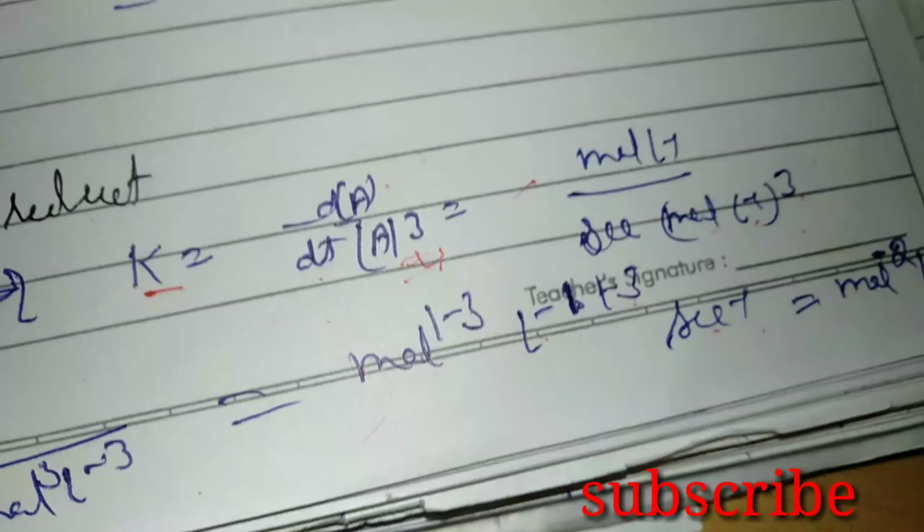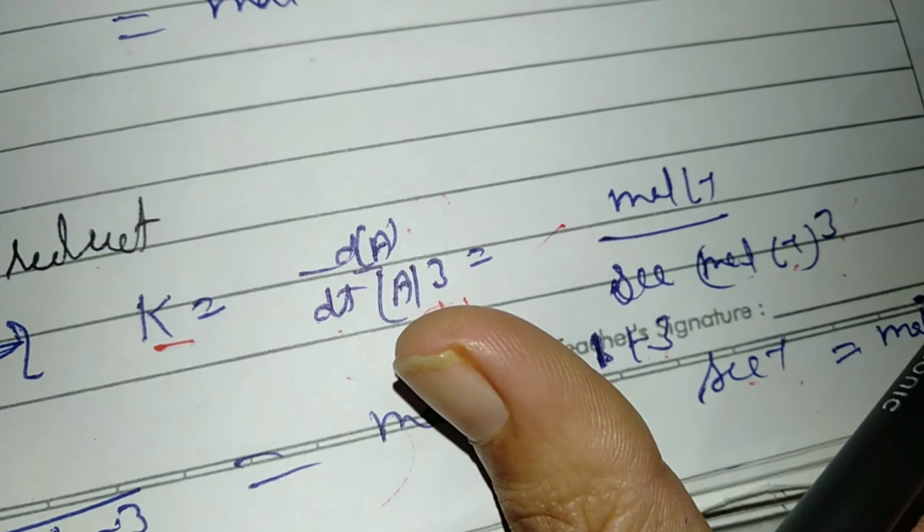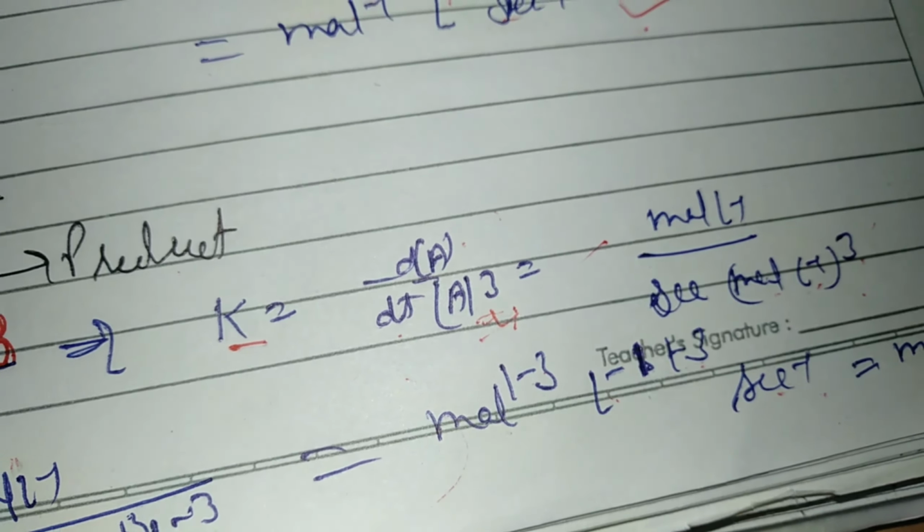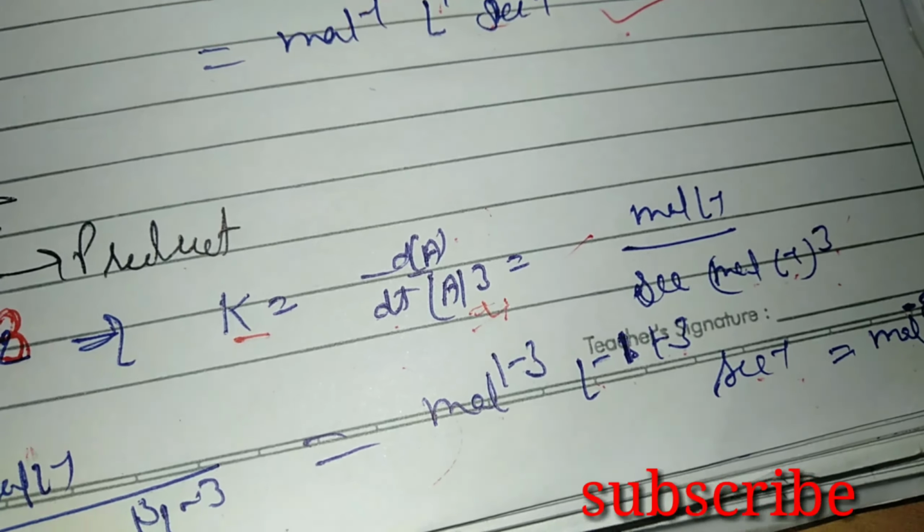So like this we can calculate the unit of the different order of reaction and also how we can write the rate equation for different order of the reaction.